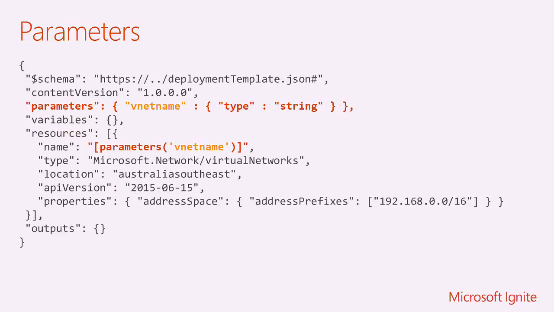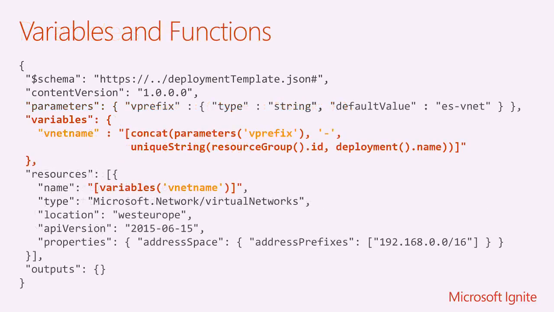So parameters are just a way for you to provide the user with a way to input various different options into your template. Straightforward enough. They have different types. And then we can use those parameters with this parameters function here. We can simply use those parameters within our template, anywhere from variables onwards. So we provide them here with a way of setting the VNet name.